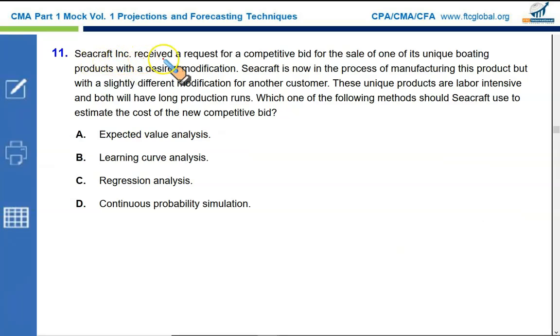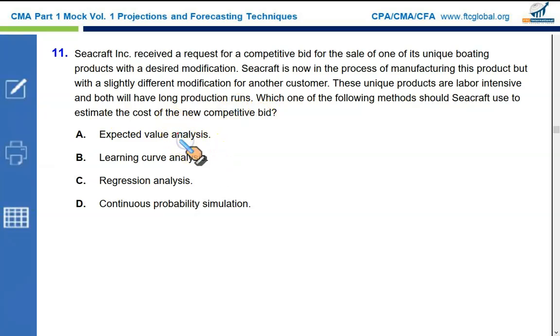Seacraft Incorporated received a request for a competitive bid for the sale of one of its unique boating products with a desired modification. Seacraft is now in the process of manufacturing this product, but with a slightly different modification for another customer. These unique products are labor intensive and both will have long production runs. Which of the following methods should Seacraft use to estimate the cost of the new competitive bid?